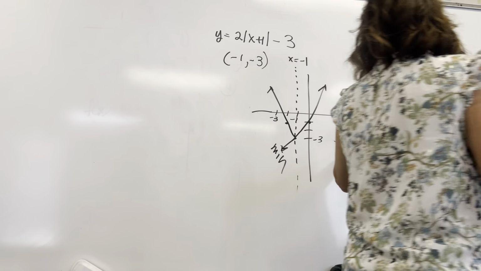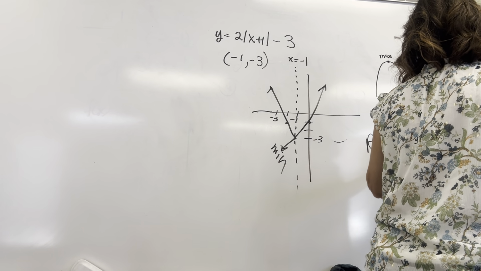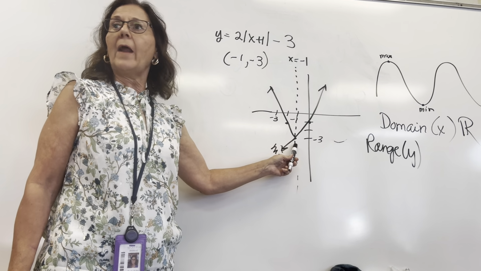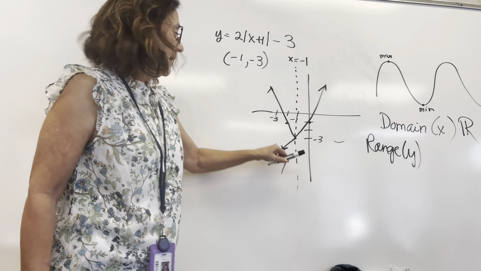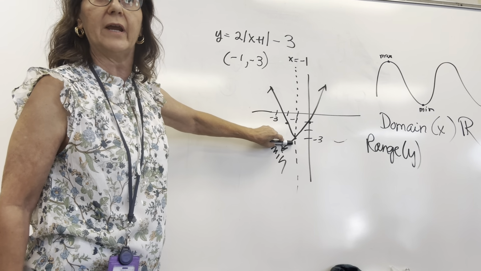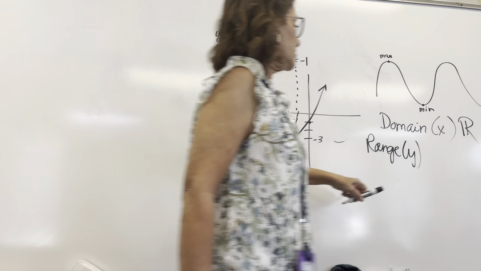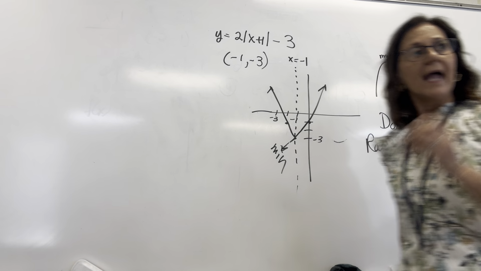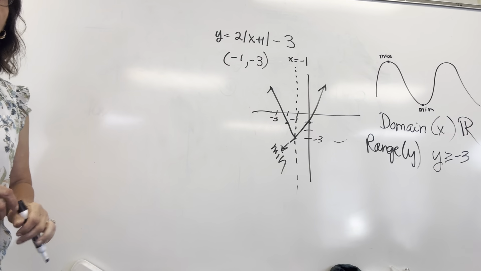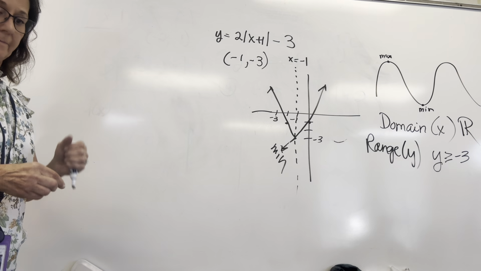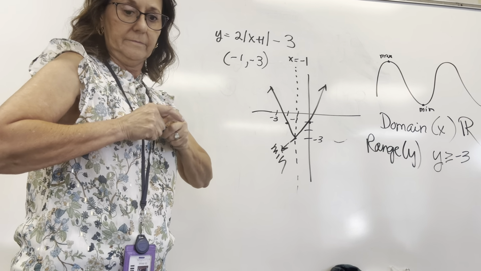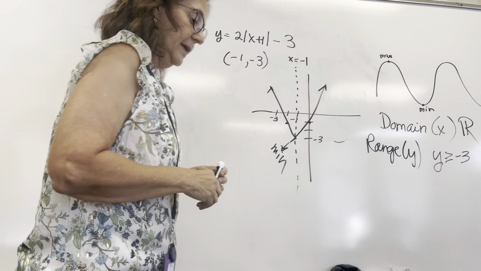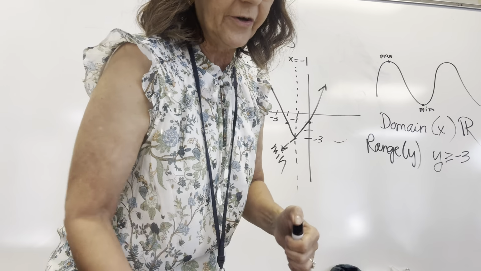The range has to do with the y values. Because there's a smallest y value, the range is not all reals for y. The smallest y value is negative 3. So the range would be y has to be greater than or equal to negative 3, because negative 3 is the smallest range. Make sense? Okay.